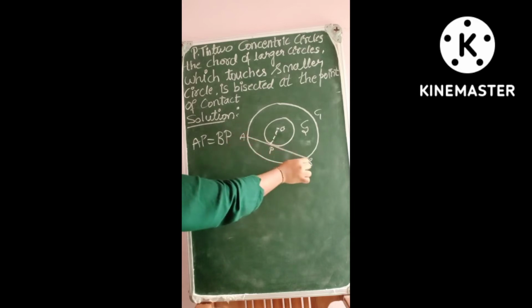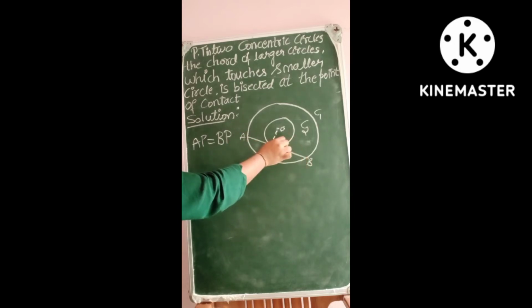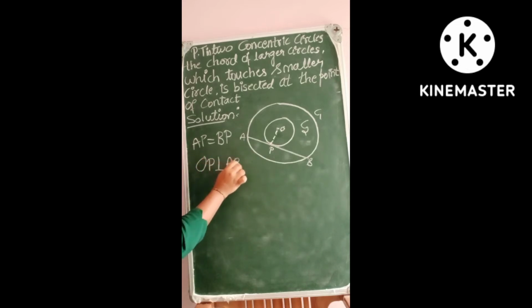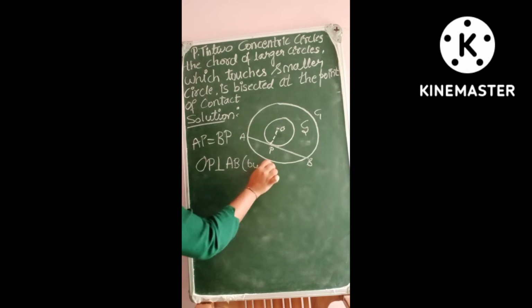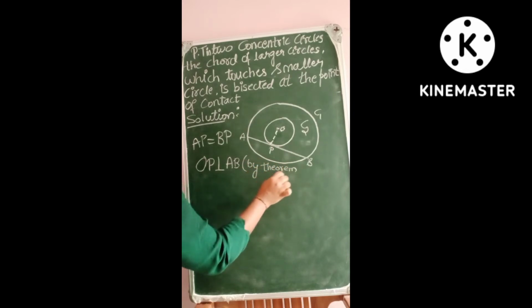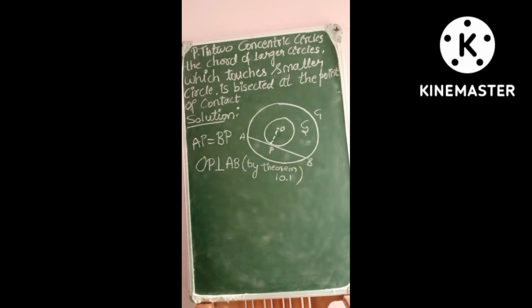Then AB is a tangent to circle C2 at point P. Then OP is the radius. Therefore, by theorem 10.1, we can write OP is perpendicular to AB. In your textbook you are given the theorem 10.1. It states that the tangent at any point of a circle is perpendicular to its radius at the point of contact.